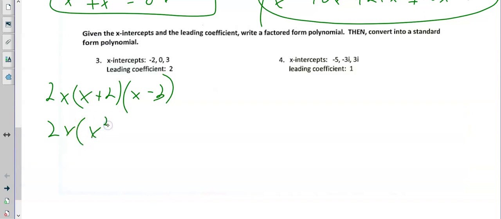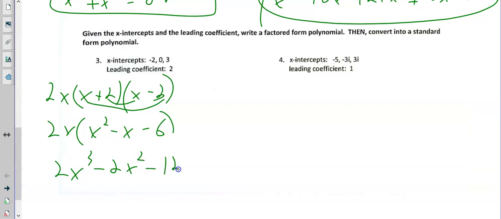This is going to give me x squared minus 3x plus 2x. This is going to give me minus x. And 2 times -3 is going to give me -6. Now when I multiply it by 2x, I'm going to get 2x cubed minus 2x squared minus 12x.